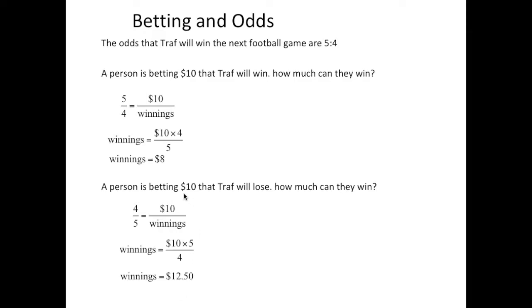A person betting against Traf could win more, but the probability of Traf winning is high. So the probability of this person winning $12.50 is low. The probability of Traf winning is 5 out of 9, which is 55.5%. The odds of this person losing is going to be 44.4 repeating percent.